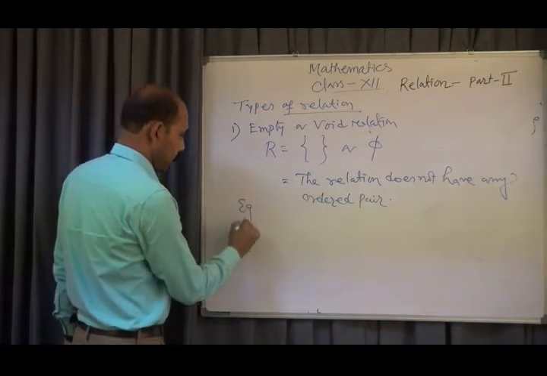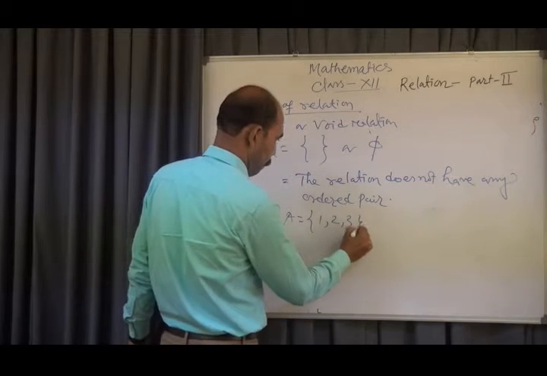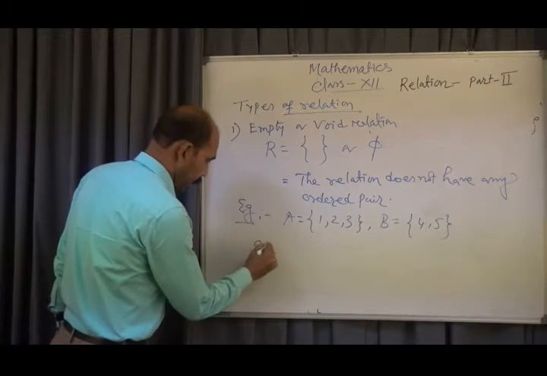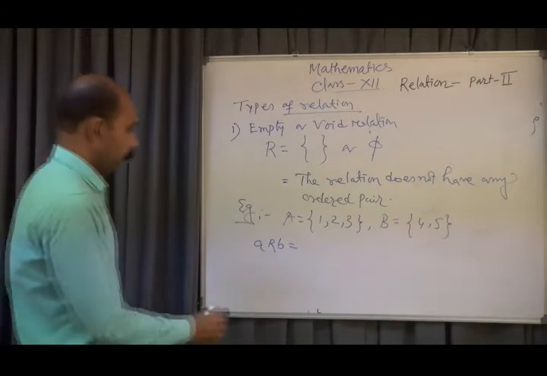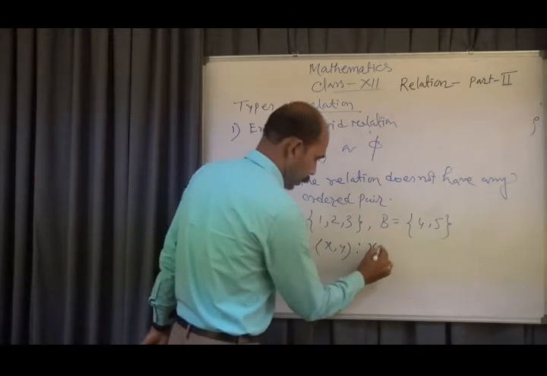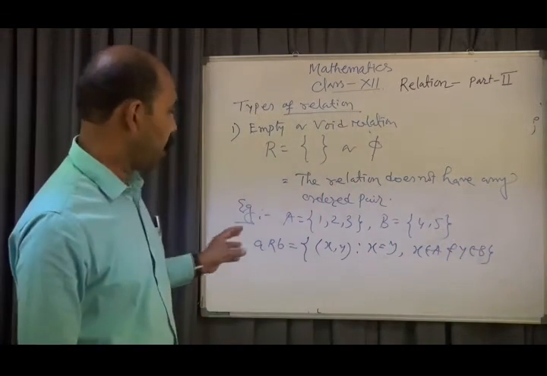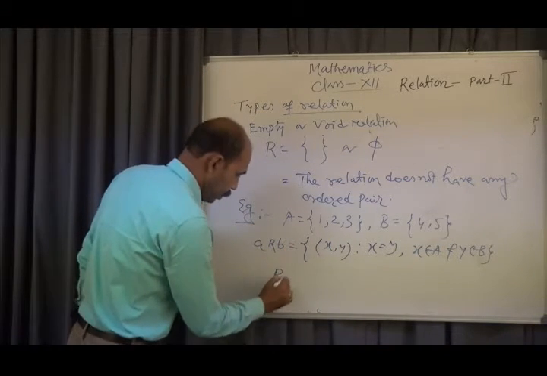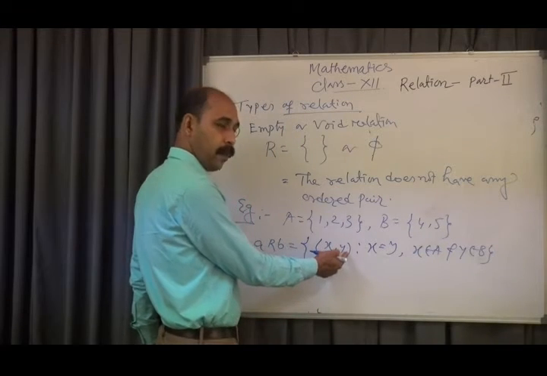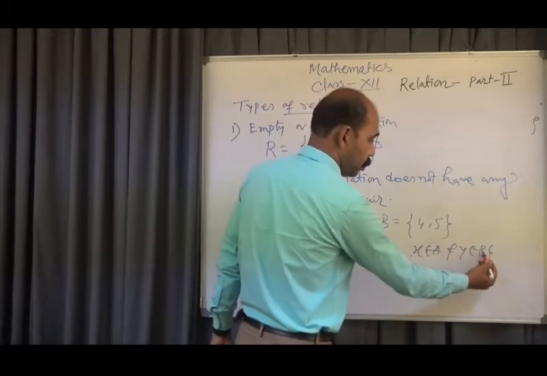As an example, if I take A equals {1, 2, 3} and B equals {4, 5}, these are two non-empty sets. Now the relation R from A to B is given as R equals {(x, y) such that x equals y, x belongs to A and y belongs to B}. This is set builder form. In tabular form, what will we write? Here the ordered pair (x, y) is given with the condition x equals y.